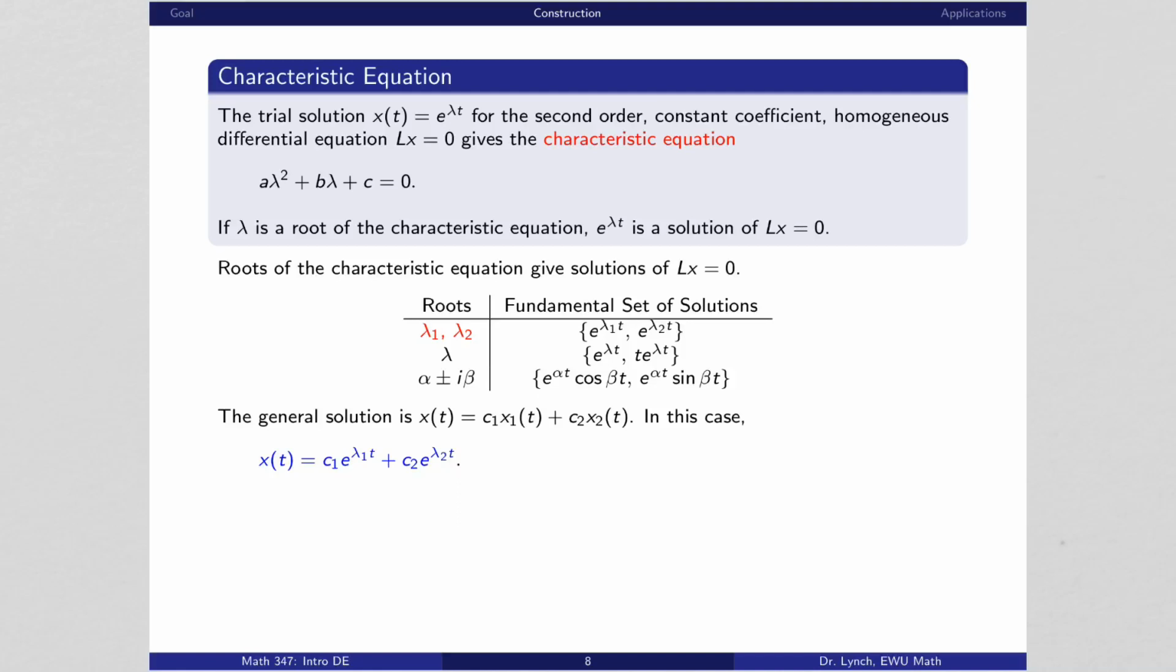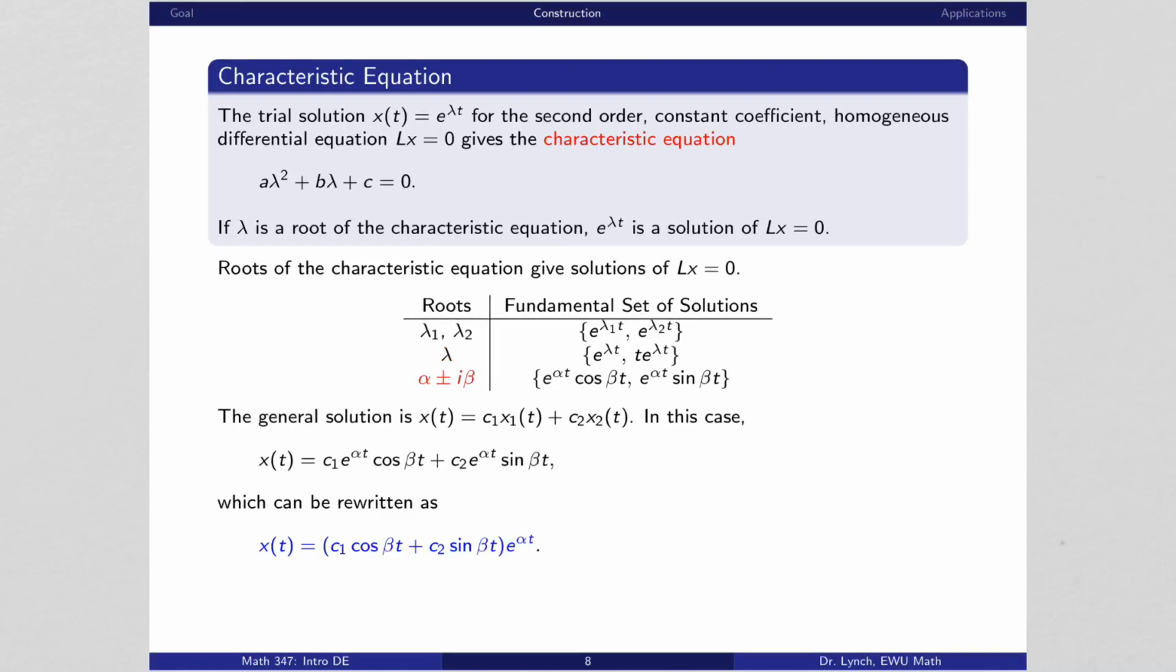In the case of real distinct roots of the characteristic equation, the general solution is a linear combination of e to the lambda 1 t and e to the lambda 2 t, which is c1 e to the lambda 1 t plus c2 e to the lambda 2 t. In the second case, the case of a real repeated root, the fundamental set of solutions is given by e to the lambda t and t e to the lambda t, so that again the general solution is a linear combination of those linearly independent solutions, and it's common to factor out e to the lambda t to express the general solution as (c1 plus c2 t) times e to the lambda t.